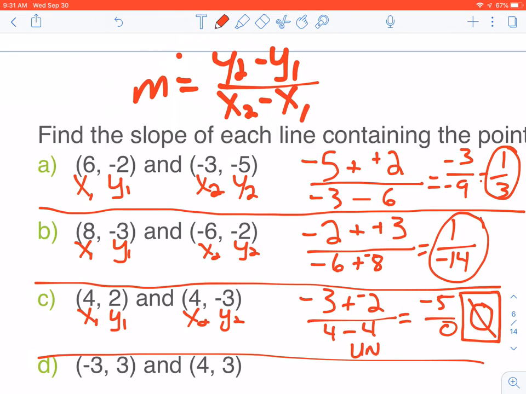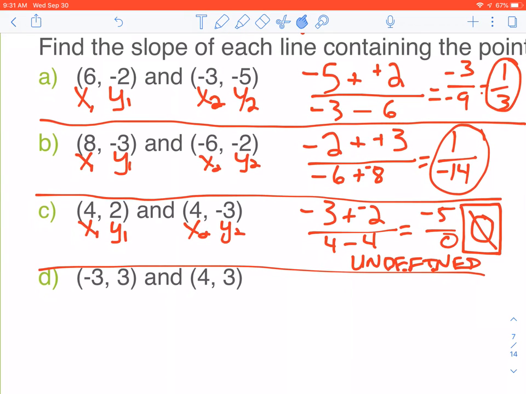What we do is we call this no solution or undefined. You could also say undefined slope. It actually does not have a slope. And the last problem here, let's label.